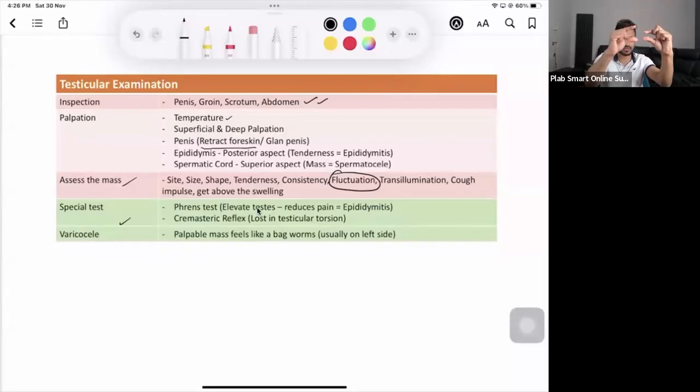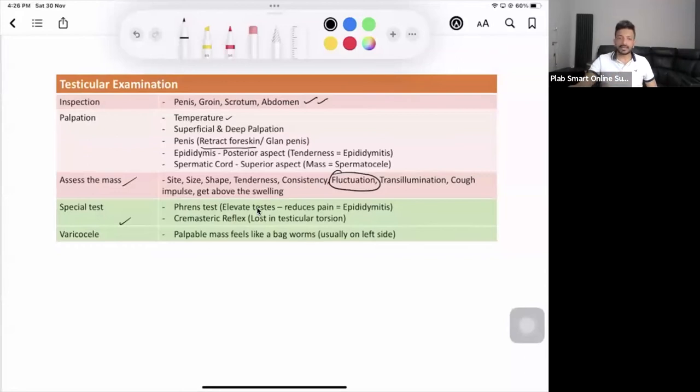What about hard masses? Even when you test for fluctuation, nothing is happening because it's a hard swelling. So moral of the story, a cystic fluid-filled cavity is going to fluctuate. That's the main thing. So if you get a mass, you need to comment on everything. You need to comment on whether it is fluctuant or not.